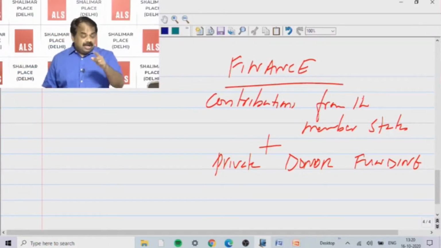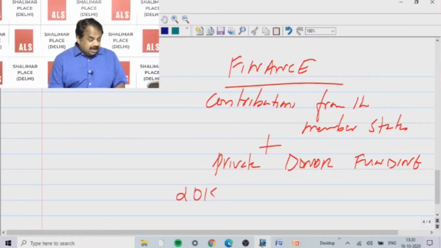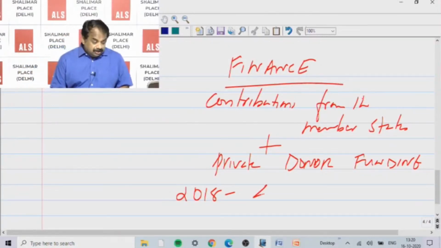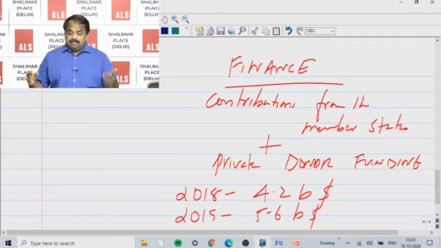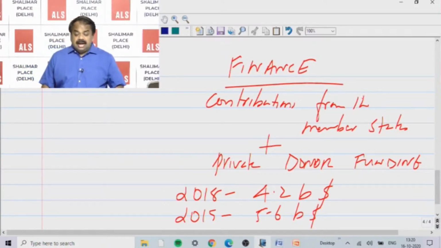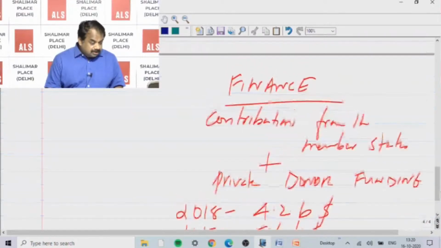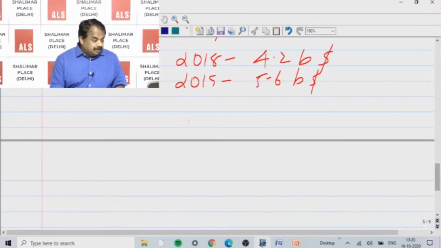And in 2018, just for your information, the total budget of WHO was around $4.2 billion. And in 2019, it was around $5.6 billion, depending upon the various activities. And the contributions from the member states are assessed by a formula that includes GDP per capita. So contributions are assessed by a formula.